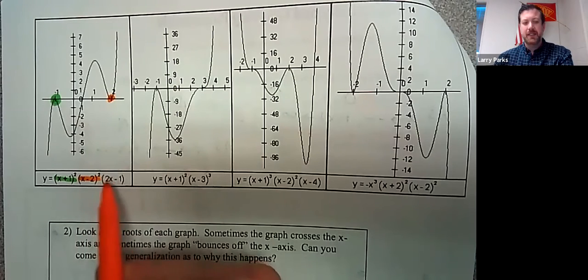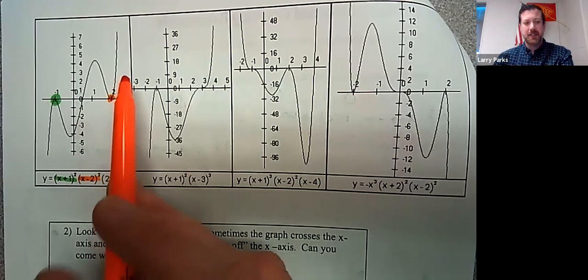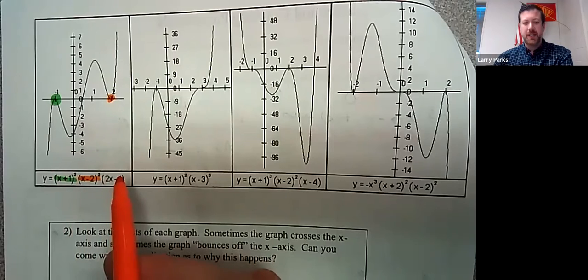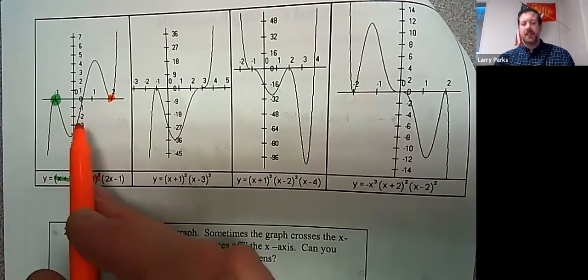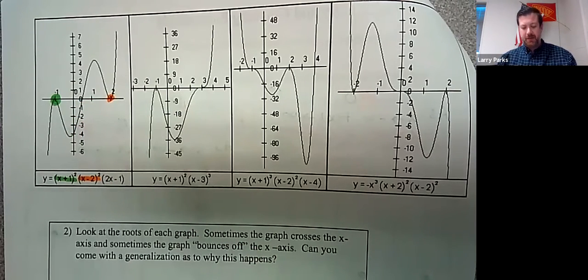And notice, again, it has even multiplicity. And then this one is just a linear factor that happens once. That's when it crosses just once. And that solution would be 1/2, which you can see right there. So that's really what I want you guys to see from this graph.